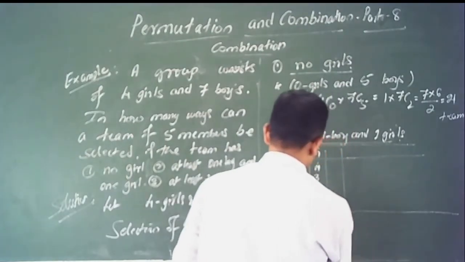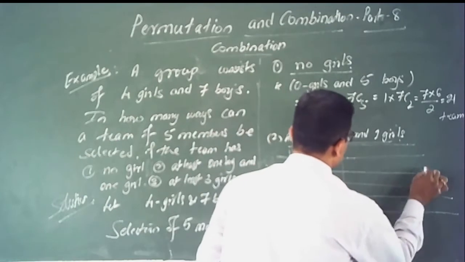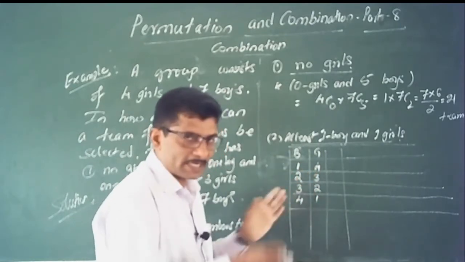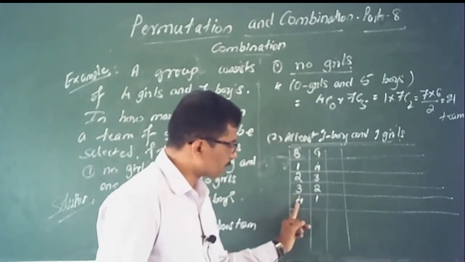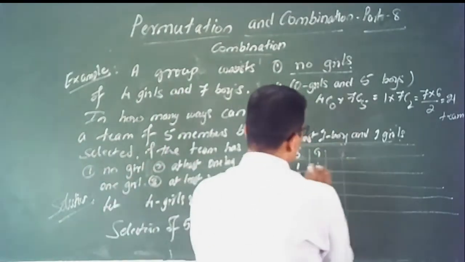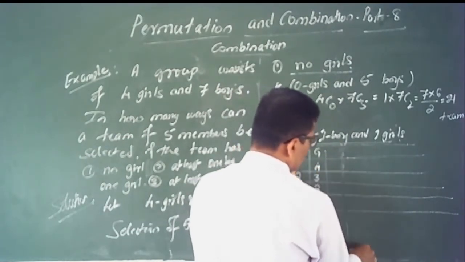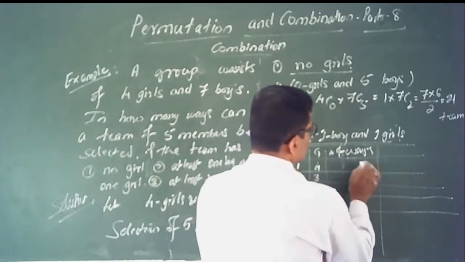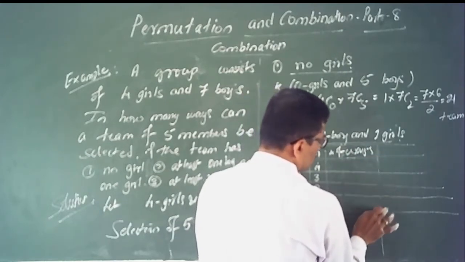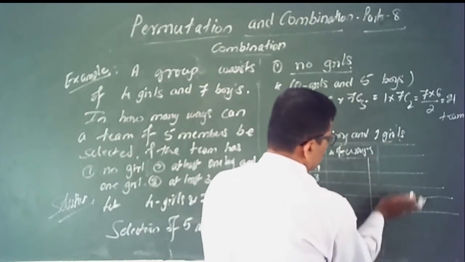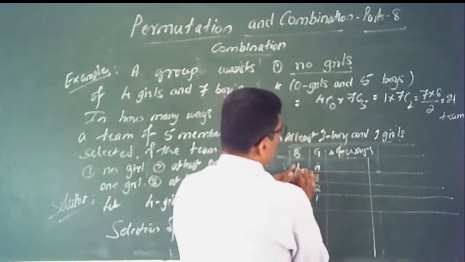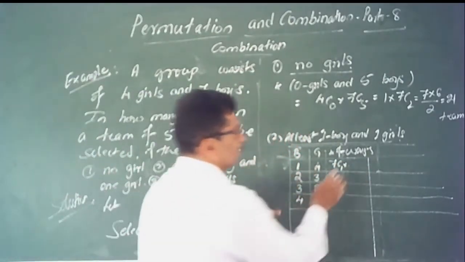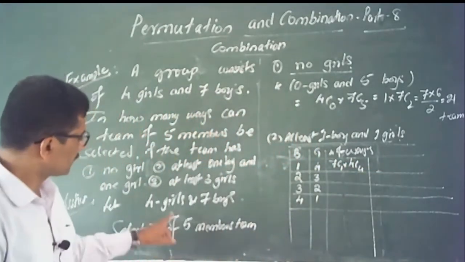Here you know that this one is a different case. You can say one boy and four girls, or two boys and three girls. You write in tabular form: three boys and two girls, or four boys and one girl. You can see choosing one boy and four girls, the number of ways, in notation form, one boy out of 7, 7C1, into, given that 4 girls, all 4 girls, 4C4. Is it clear? Given that 4 girls and 7 boys.